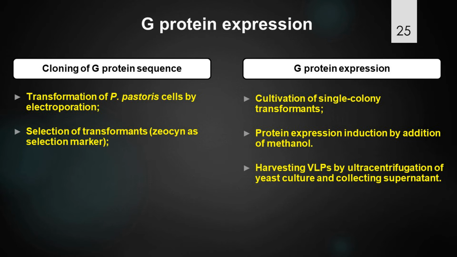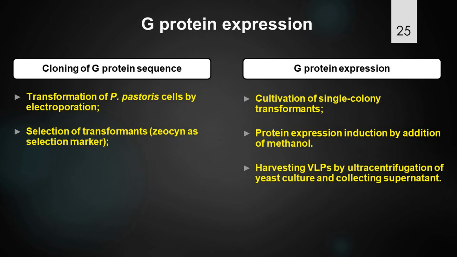Now for the G protein expression, the single colony transformants will be harvested and cultured in a liquid culture medium, and expression of G protein will be induced by adding methanol to the medium. Our chosen plasmid also contains an expression promoter that is controlled by methanol. So for our protein to be expressed, it would be necessary to have methanol in the medium. That's why we added it. By the end of this part, we would expect to have our protein secreted and forming VLPs, but we know that this could also happen later.